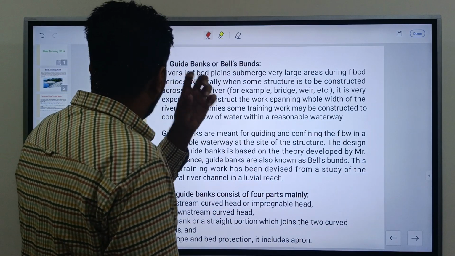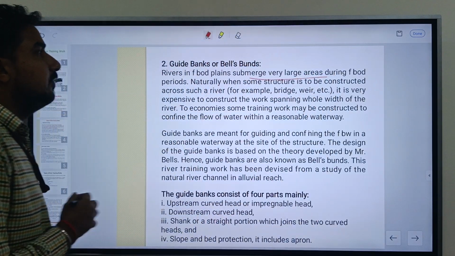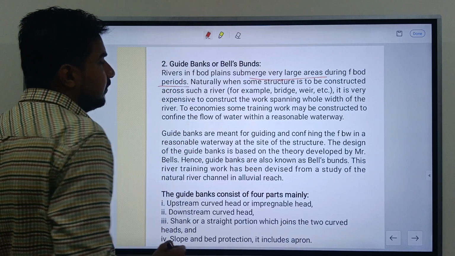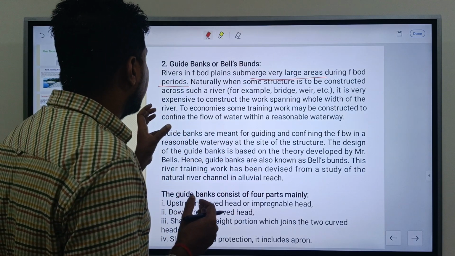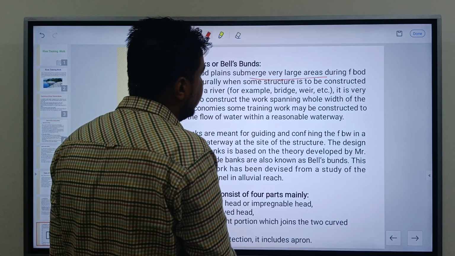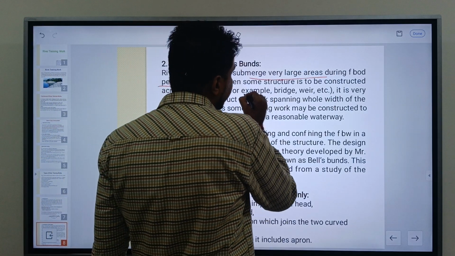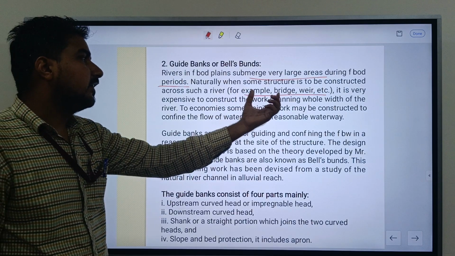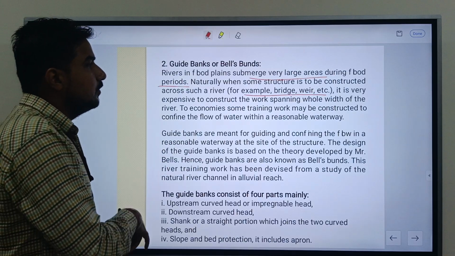A river has floodplains, and if the flood passes through a particular area, it will submerge a very large area during the flood period. In the flood period, the amount of water is a huge quantity, and at this time the full area is submerged. Naturally, some structures have to be constructed across such a river, for example bridges or piers.